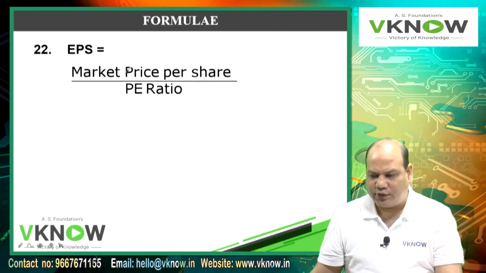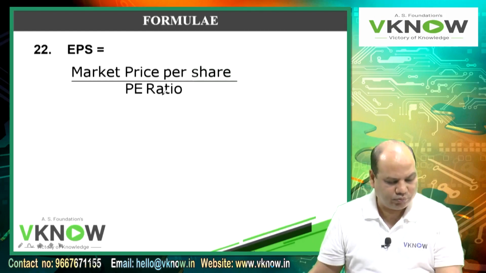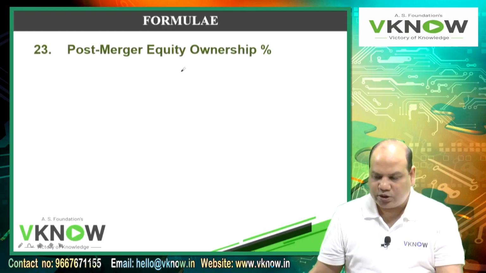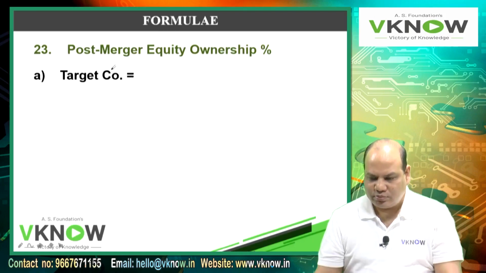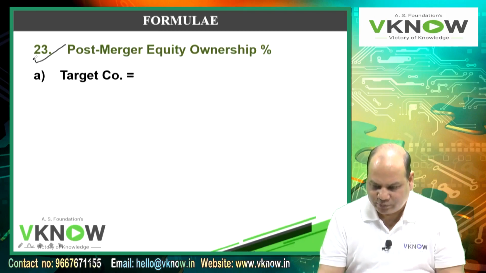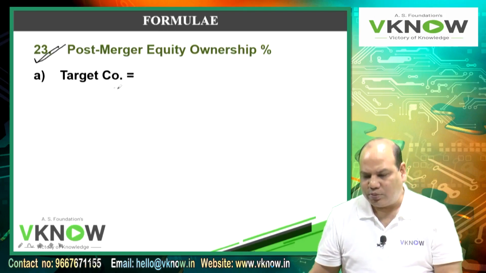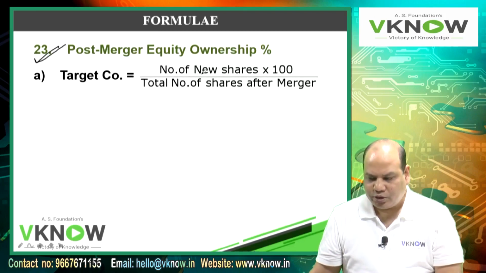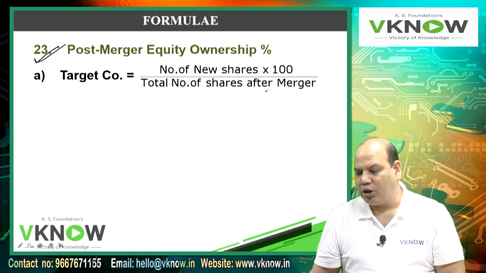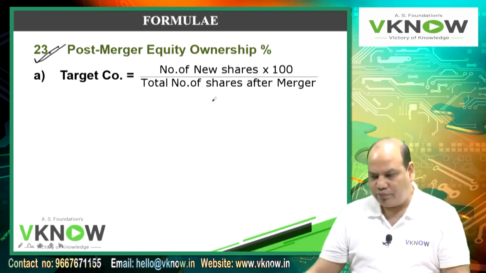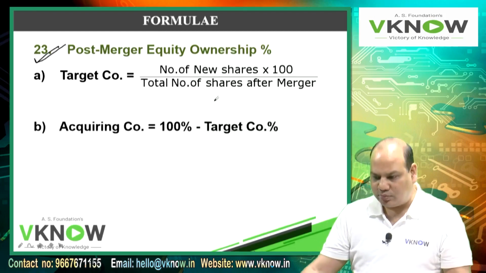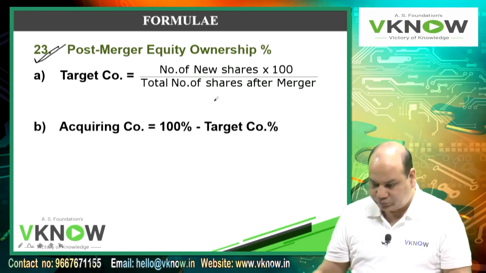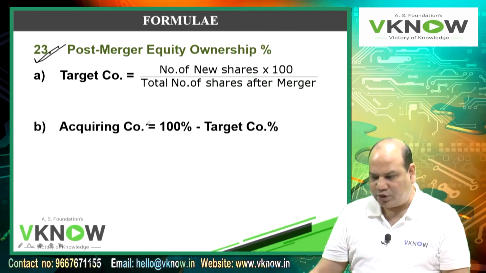EPS can be found out as MPS upon P/E ratio. Post merger equity ownership, this you tick important. Equity ownership of target company will be number of shares received, new shares, upon total number of shares after merger. An acquiring company's share would be 100% minus the target company's percentage.